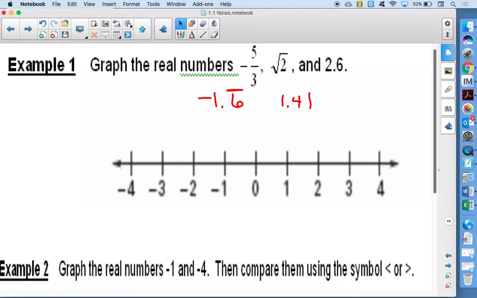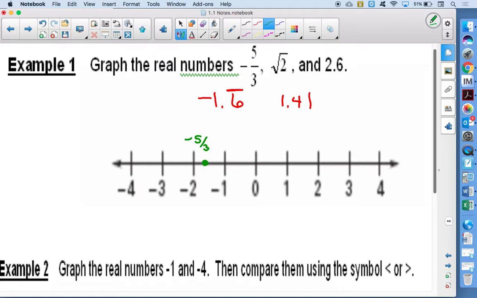So the first number is negative 1.6. Darius, do you know what two numbers negative 1.6 is going to be in between? Yeah, so it's going to be in between negative 1 and negative 2. So somewhere in between here, I'm going to put a point. And then above that, I'm going to write the original number, negative 5/3, just so that I know what is associated with that point. So it's negative, we need to go left. It's in between negative 1 and negative 2.